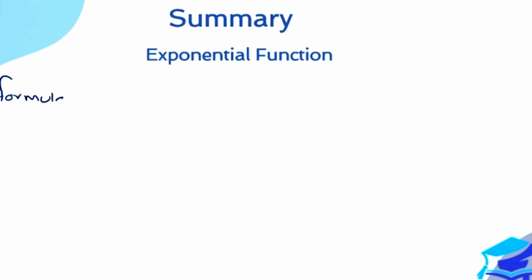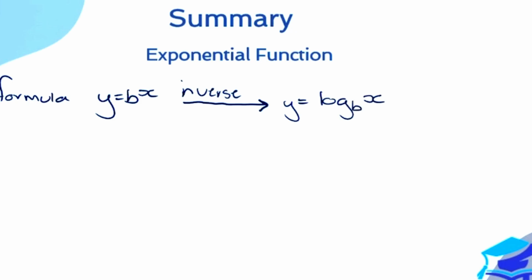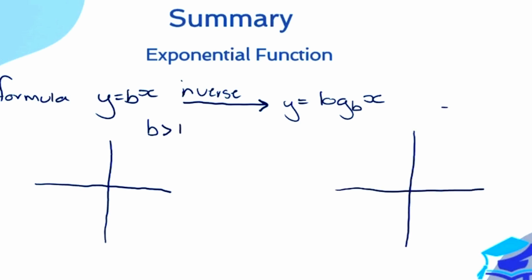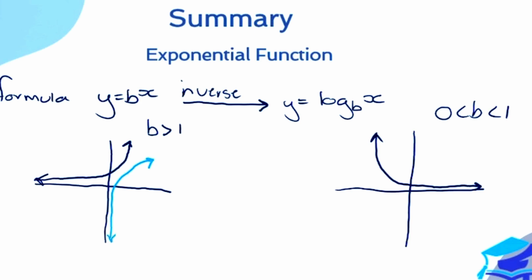For exponential functions, the formula is y equals b^x, and the inverse is the logarithm base b of x. When b is greater than 1, our graph is increasing and our asymptote is y equals 0. If b is greater than 0 but less than 1, our graph is decreasing and here our asymptote is still y equals 0. Now we just draw the inverse.